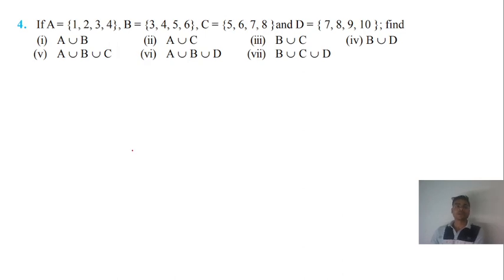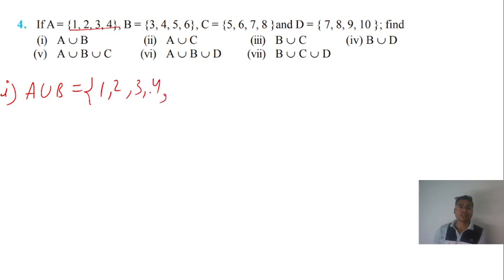Coming to question number 4. Question number 4 is saying A is elements 1, 2, 3, 4, and B is given, and we will have to find each of the parts one by one. The first part is A union B. For finding A union B, you will write all the elements of A, 1, 2, 3, 4, and then write all the elements of B. Since we already wrote 3 and 4 here, we will just write 5 and 6. So this is the A union B.